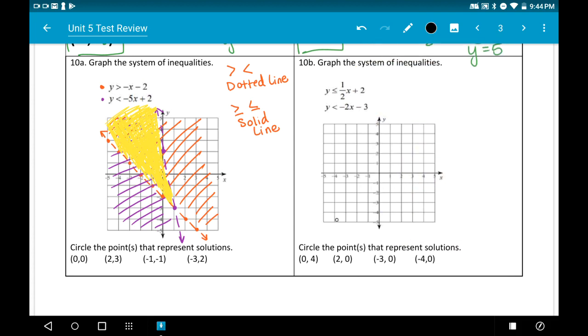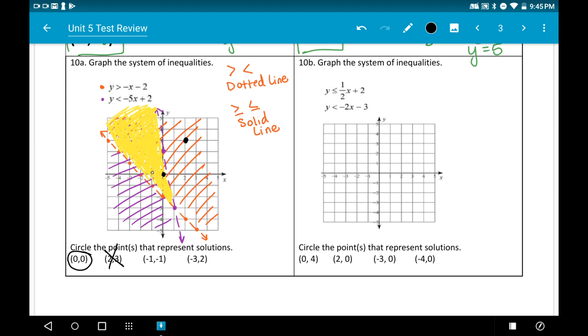Now, this bottom says circle the points that represent solutions. So I'm going to start with 0, 0. So right here. And 0, 0 is in that yellow area, so 0, 0 would be a solution. 2, 3 is right here. Notice that's only in the orange. It has to be in both the orange and the purple, which is yellow here. So 2, 3, not a solution.